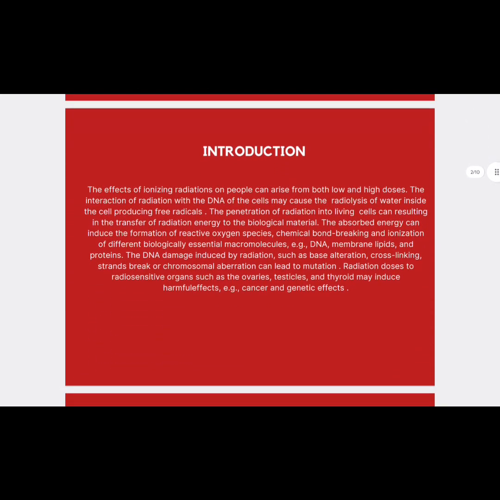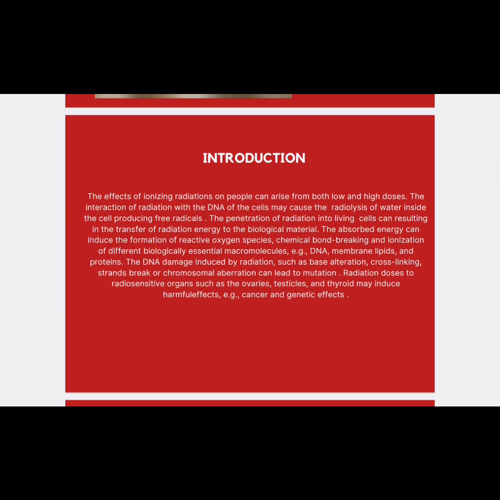Next slide. Introduction. The effects of ionizing radiation on people can arise from both low and high doses. The interaction of radiation with the DNA of the cells may cause the radiolysis of water inside the cell producing free radicals. The penetration of radiation into living cells can result in the transfer of radiation energy to the biological material. The absorbed energy can induce the formation of reactive oxygen species, chemical bond breaking, and ionization of different biological essential macromolecules, for example, DNA, membrane lipids, and proteins.